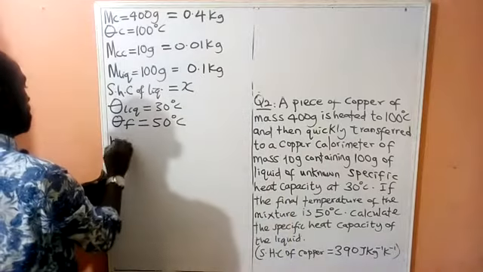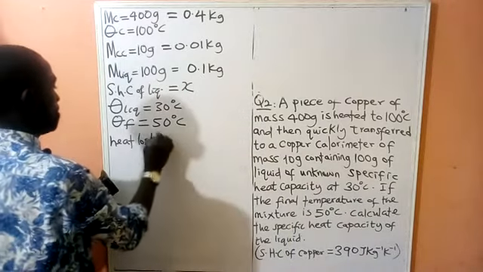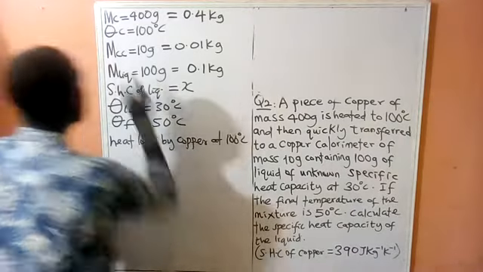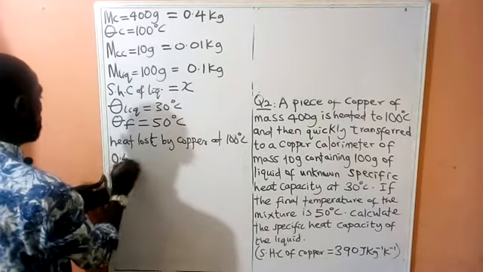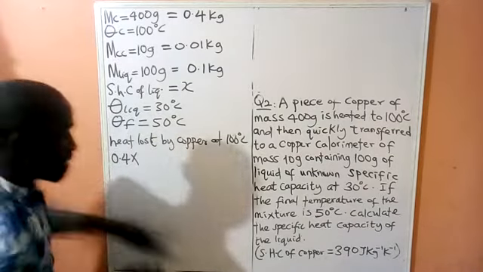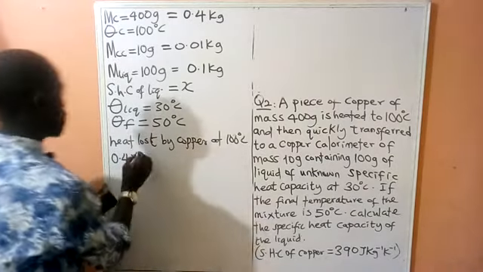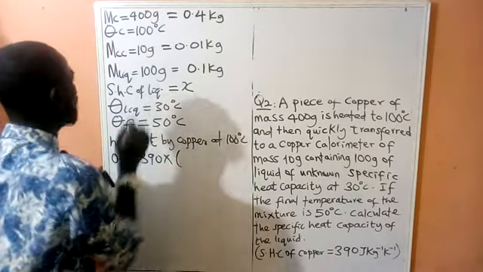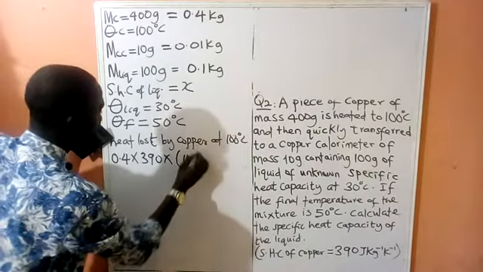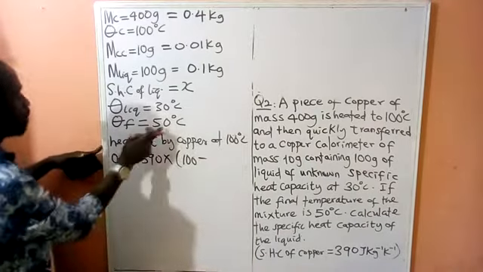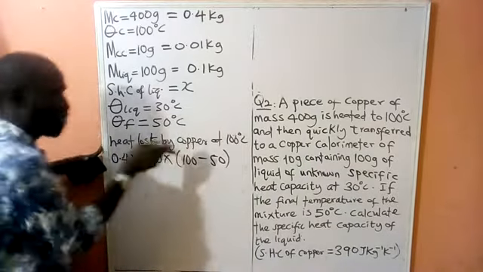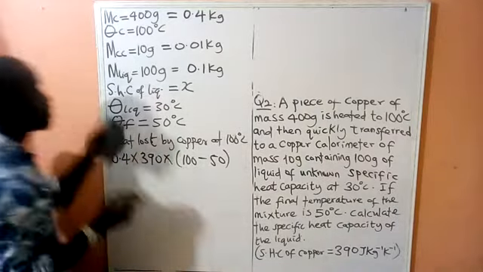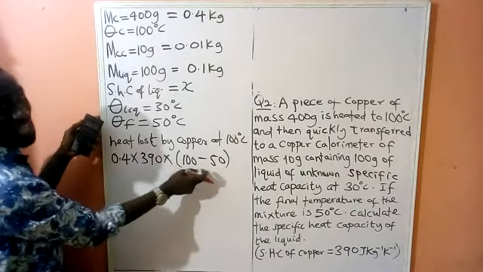Heat lost by copper at 100 degrees Celsius. That will be the mass of copper, 0.4, times the specific heat capacity of copper, 390, times the temperature change. That would be its own temperature, 100 degrees, minus the final temperature of the mixture, 50. You must know how to convert. This area is the key part. Because this body is hot, it will lose heat, so its own temperature will be more than the final temperature of the mixture.